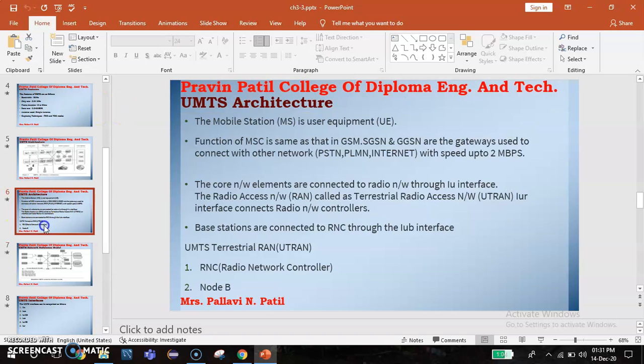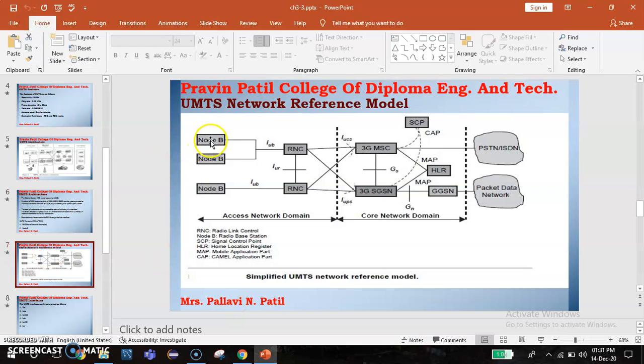The next is the Node B. What is a Node B? Node B is responsible for the air interface processing and some radio resource management functions. The Node B in a UMTS network provides the function equivalent to the base transceiver station, that is, the BTS.